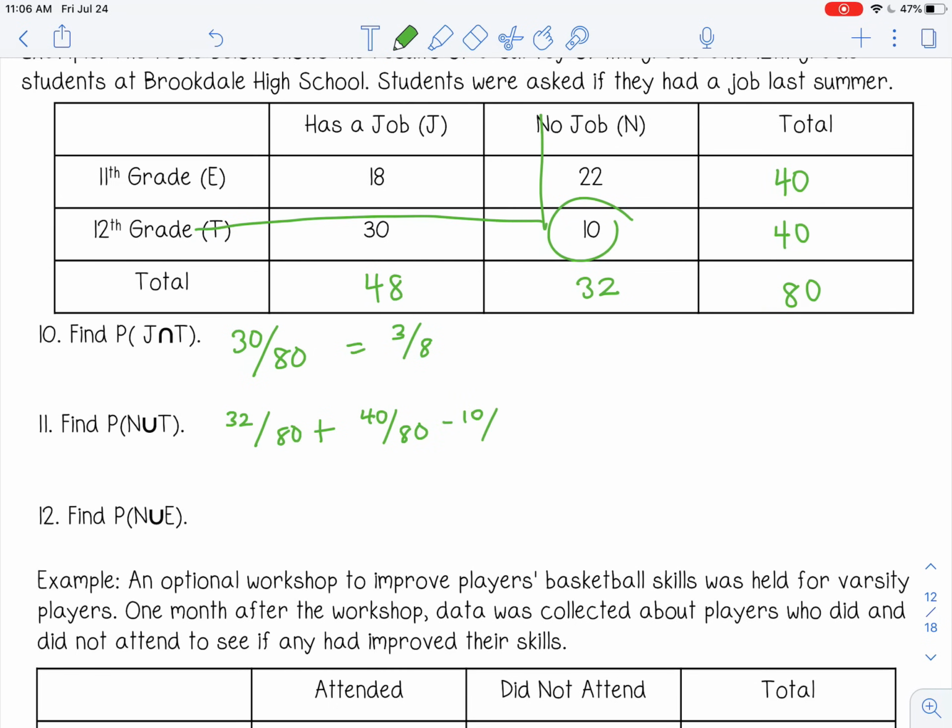So I need to subtract these 10 students because otherwise I'm counting them twice. They're only one person. I don't want to count them twice. I just want to count them once. All right, so let's go ahead and add that up. 32 plus 40 minus 10 gives me 62 out of 80, or 31 out of 40. All right, pause the video now and try 12 by yourself.